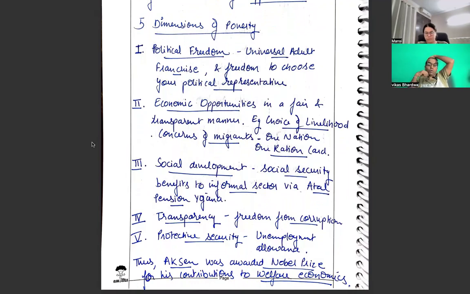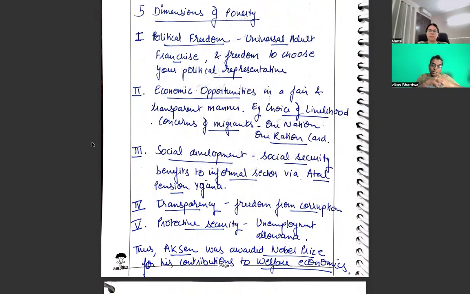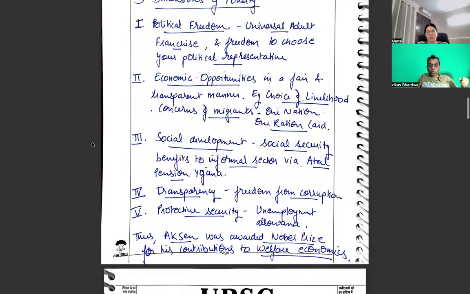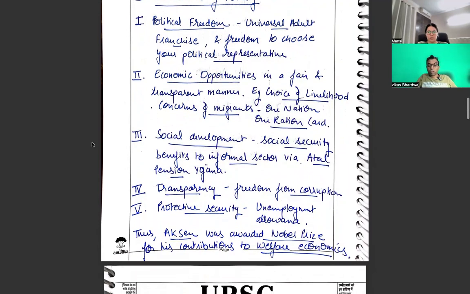Good example. Social development, social security benefits to the informal sector via Atal Pension Yojana, transparency, freedom from corruption, and protective security, unemployment allowance. Sen was awarded the Nobel Prize for his contribution to welfare economics.